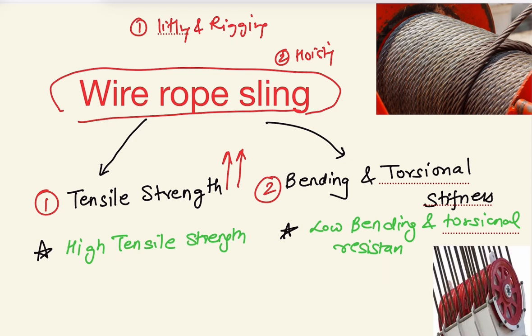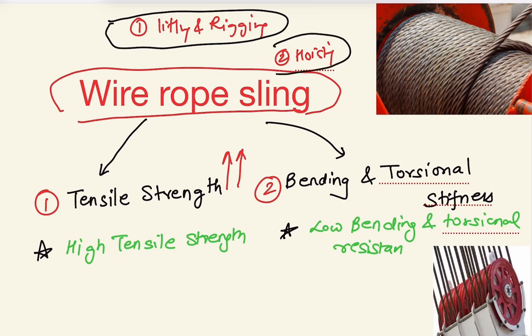Now these wire rope slings are basically used for two major applications. First is lifting and rigging. Whenever we want to lift something, the rigging arrangement is done using the wire rope sling. Apart from that, it is used for hoisting operations in winches, in cranes, etc. These are the two major applications of wire rope slings.